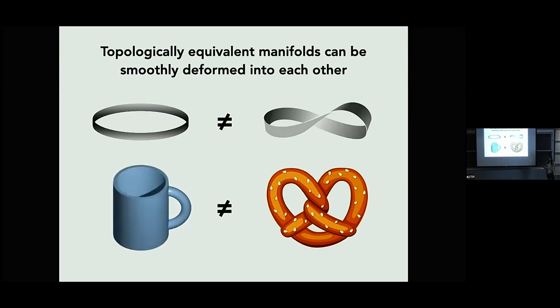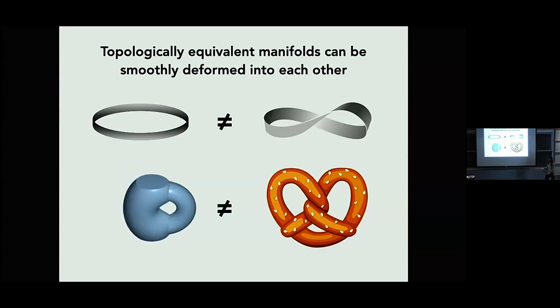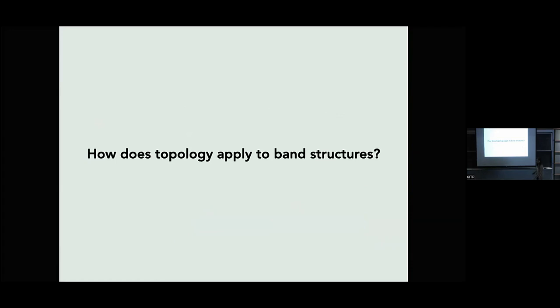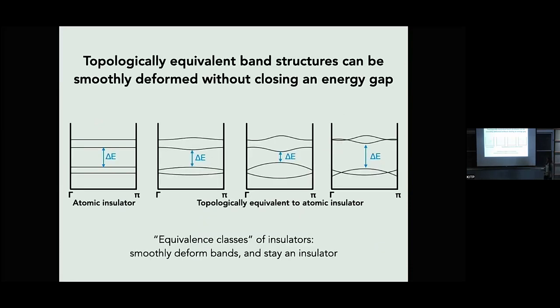Those that can be smoothly deformed are in one equivalence class. We don't care about the precise details. We only care, for example, about how many holes it has. So now, how do we apply this to our band structures? Well, we can make equivalence classes of band structures.